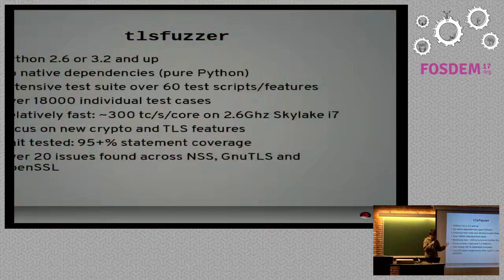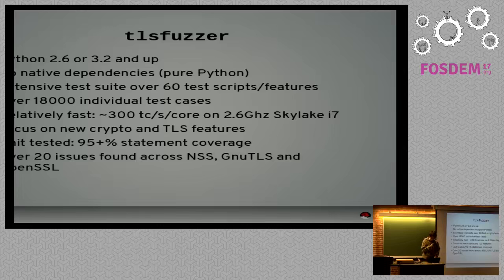Basically, TLS fuzzer runs on Python 2.6 and up, so basically on everything you can imagine. So old distributions shouldn't be much of a problem. It has no native dependencies, so as long as Python runs on the system, you can run TLS fuzzer. We currently have something like 60 test scripts that test different features or fields of the TLS protocol. That translates to over 18,000 individual test cases.